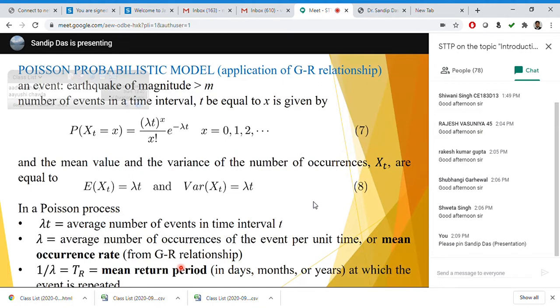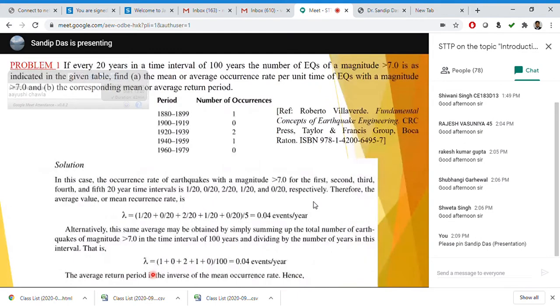You cannot say that one earthquake of this magnitude will come for sure repetitively every 100 years, or every certain year. That is not possible. It is only the mean return period. So the mean value of return period is 25 years. That means it is expected that in every 25th year, an earthquake having magnitude more than 7 will occur in that particular region. I think this is clear, right? This is a very simple thing to start with.